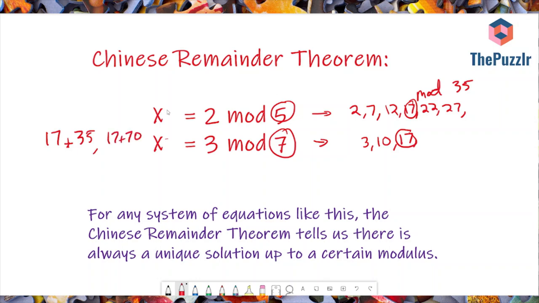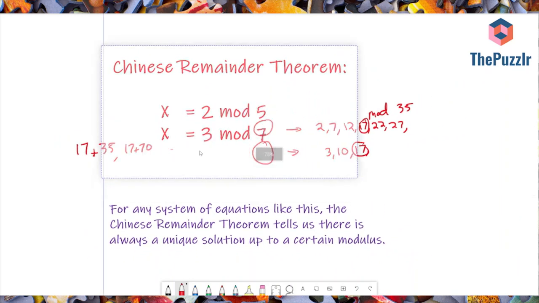So that's what it tells us. So this solution is unique mod 35. Okay.